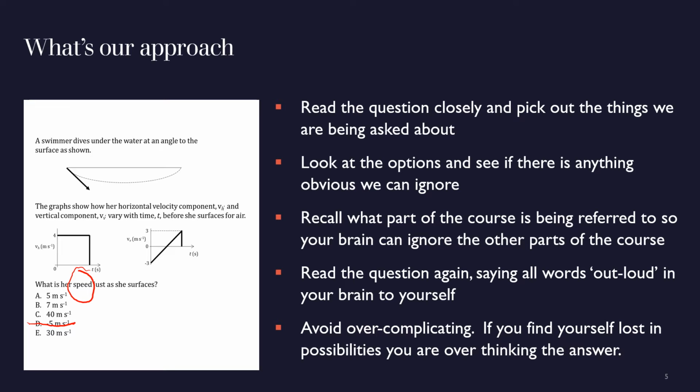We know what part of the course this is from, so we can ignore the other parts. Read the question again in your brain, obviously, and avoid overcomplicating. If you're getting stressed or panicked, just stop, take a breath, maybe look at some of the formula sheets or the constants to see if anything prompts your thinking, and then try it again.